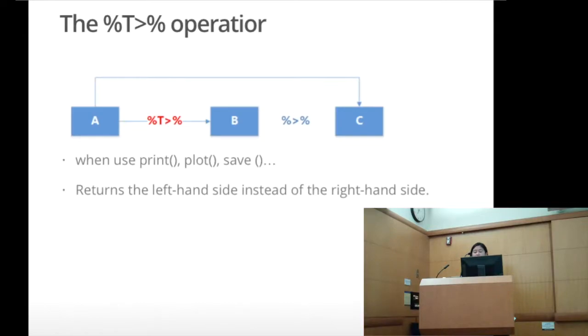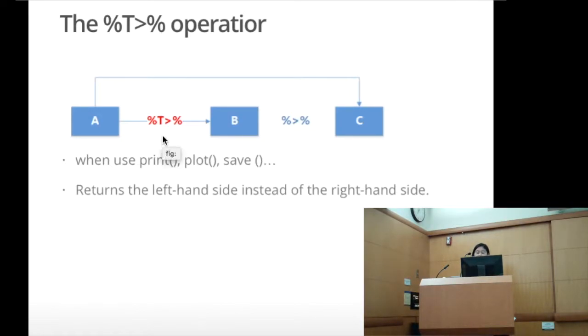Okay, then I will talk about the second operator, which is also included in the magrittr package. In the first one, we pass the A object into the B function, and the result of the B function you can pass to the C function. But what if your B function is a print, a plot, or you save it to a file? There is no way you can pass the outcome of your B function into your C function.